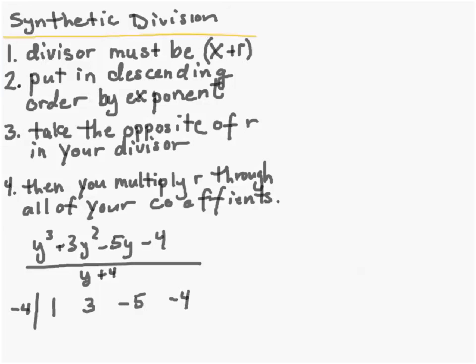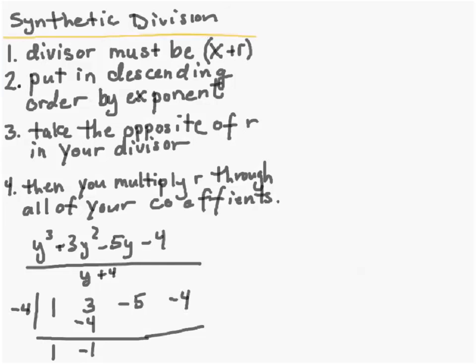Okay, and then you leave a space underneath all of these coefficients. You have your equal bar underneath, which in Excel you don't have to do. You just go down a couple of cells or rows. Bring down your first coefficient, which is 1. Then we multiply this negative 4 from our divisor by that 1 and put it under our second coefficient. So negative 4 times 1 is negative 4. We put that under the 3. 3 plus negative 4 gives us negative 1. We put it under our equal bar.